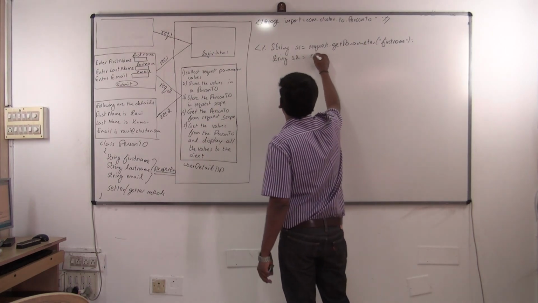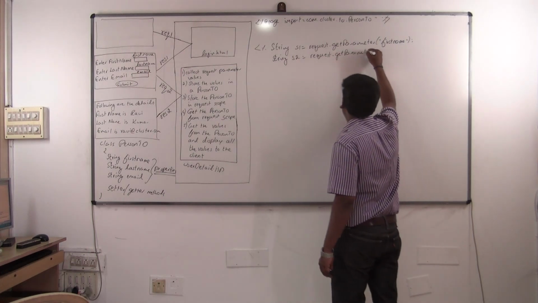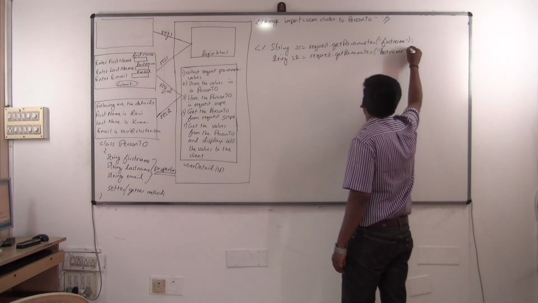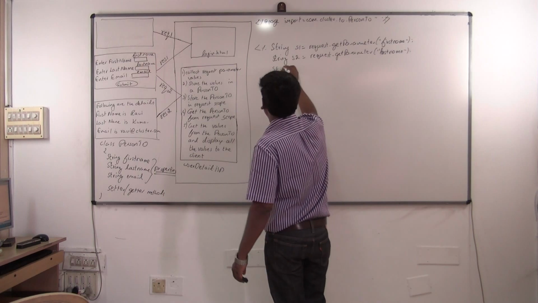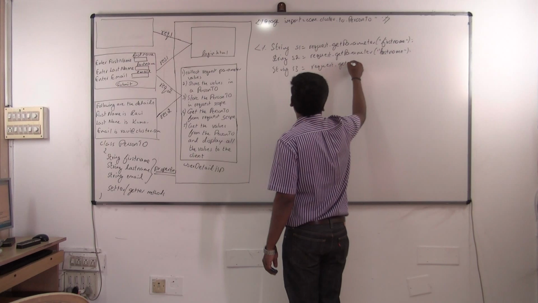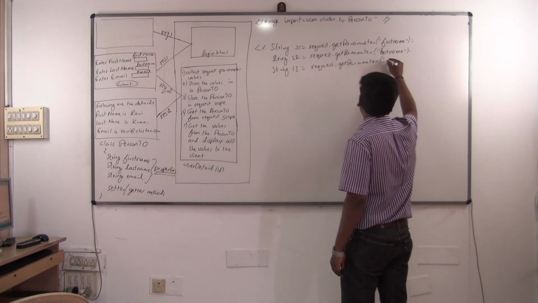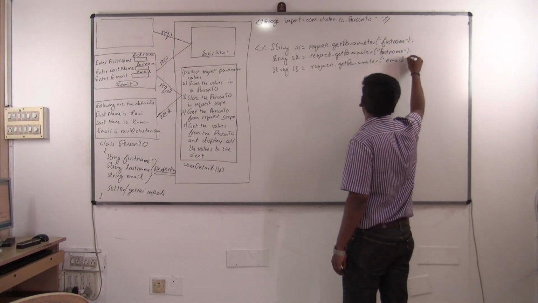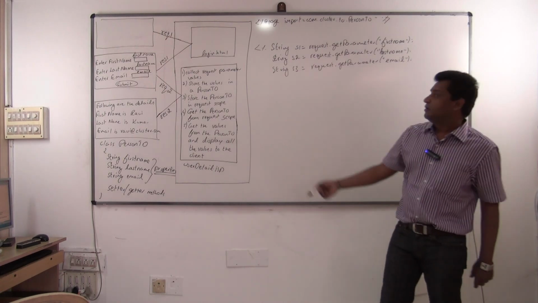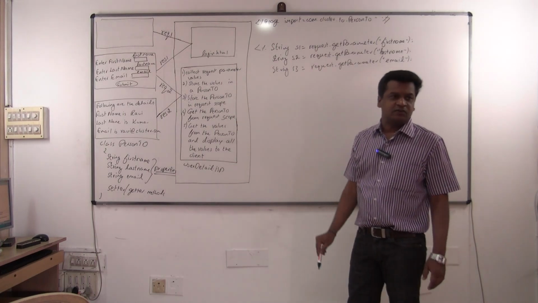Similarly, String S2 is equal to request.getParameter of lastname. Similarly, I write String S3 is equal to request.getParameter of email. Fine. After that, what is your duty? Next duty. You got the values. See, collect the request parameter values. Understood? That is over.